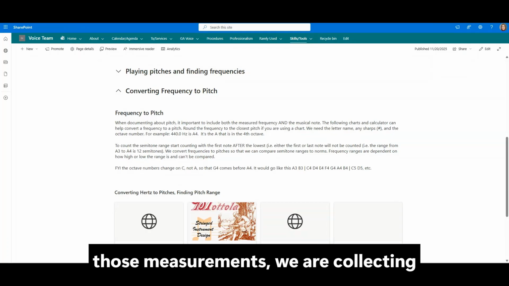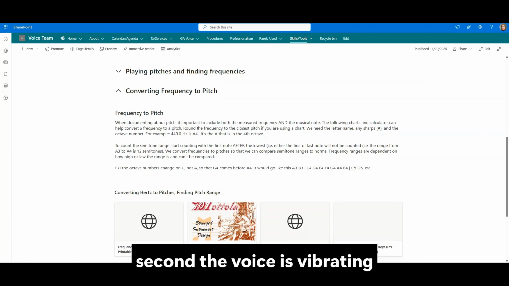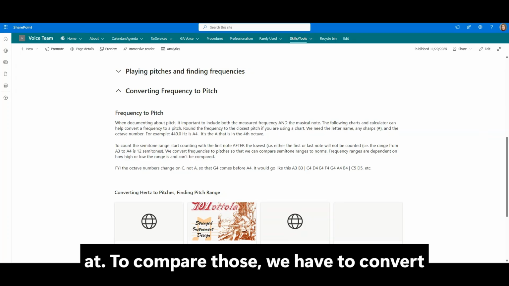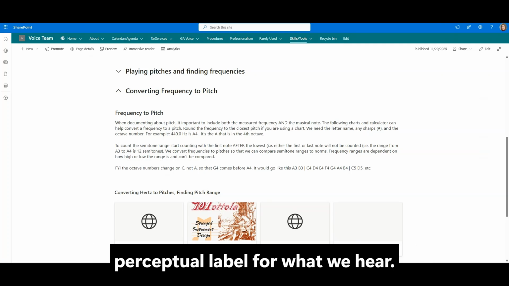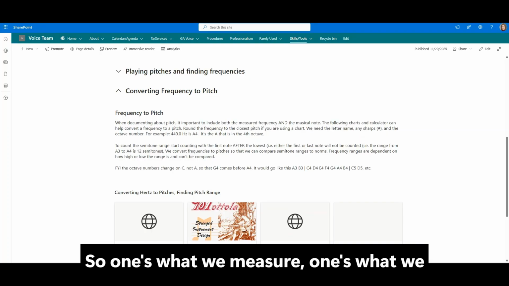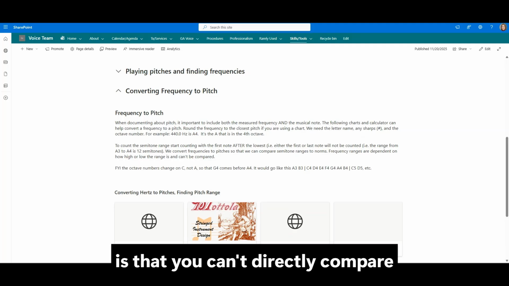Now, when we take those measurements, we are collecting objective data on how many cycles per second the voice is vibrating at. To compare those, we have to convert them to pitches because pitches are a perceptual label for what we hear. So one's what we measure, one's what we hear. The important thing to keep in mind is that you can't directly compare frequency numbers.